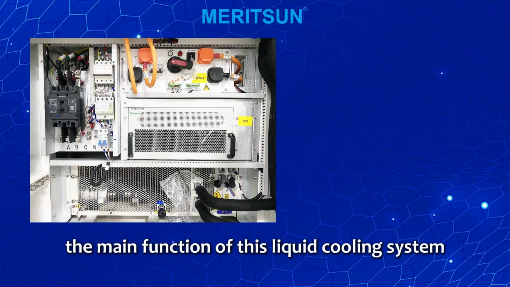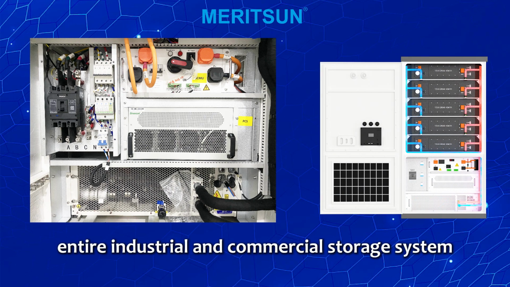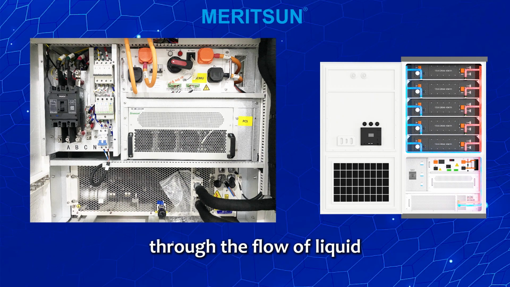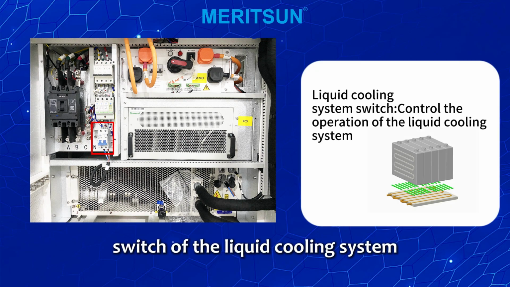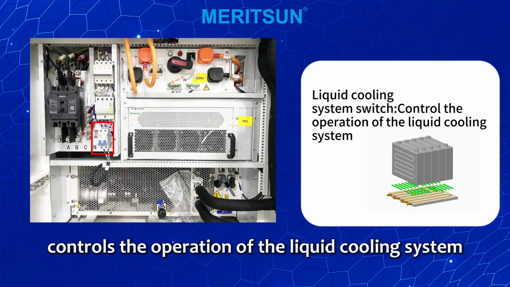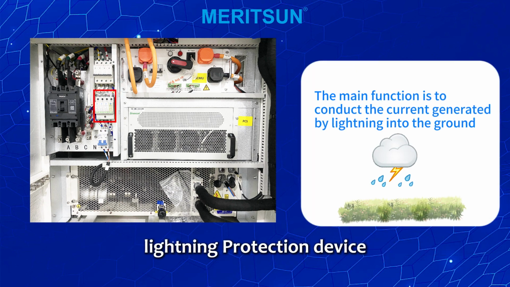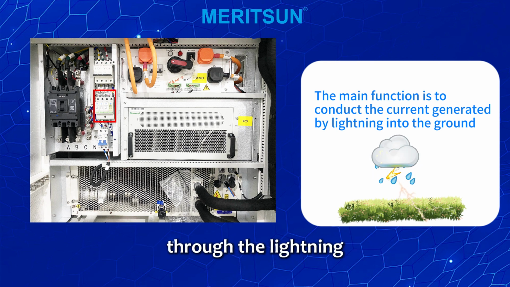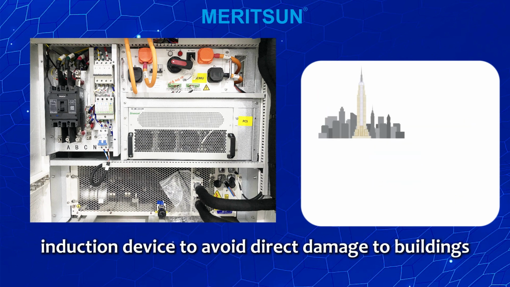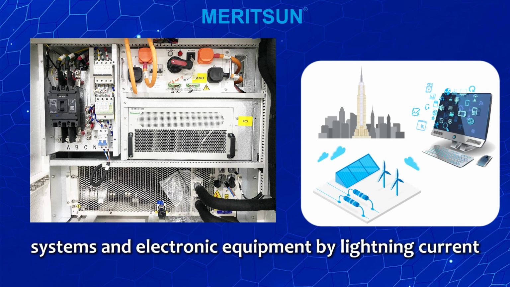The main function of this liquid cooling system is to cool the entire industrial and commercial storage system through the flow of liquid. The one below is the switch of the liquid cooling system, which controls the operation of the liquid cooling system. The one in the middle is the lightning protection device, which mainly guides the current generated by lightning into the ground through the lightning induction device to avoid direct damage to buildings, power systems, and electronic equipment by lightning current.